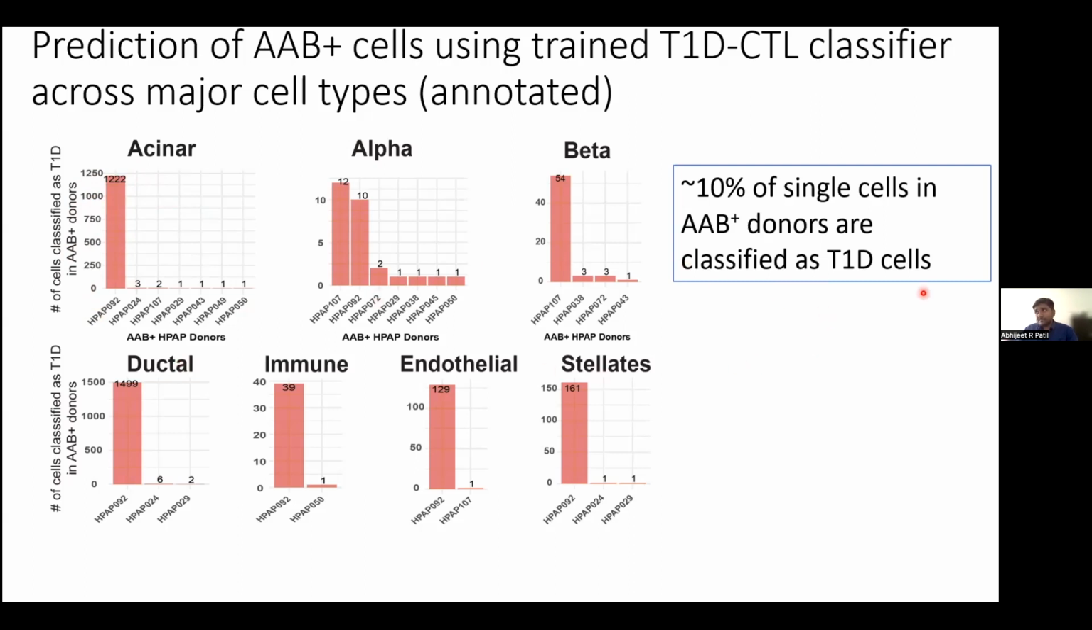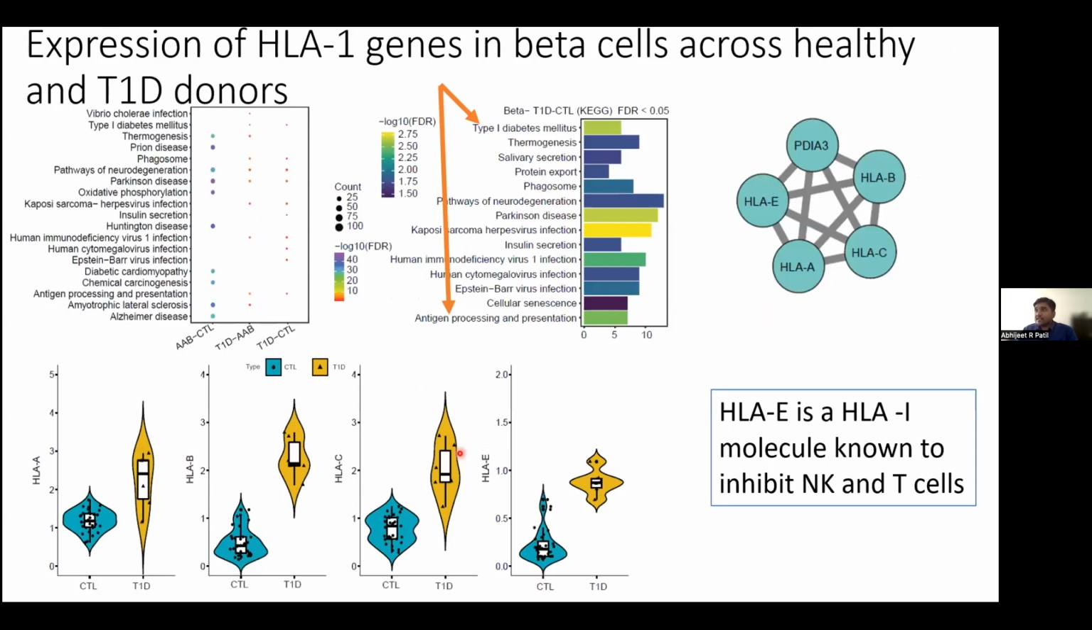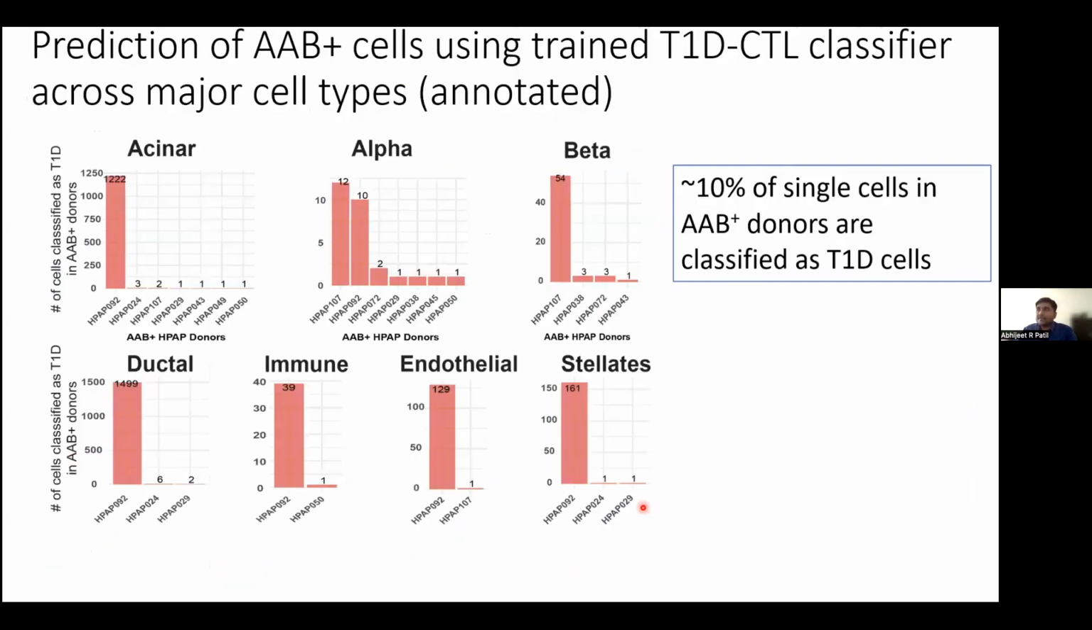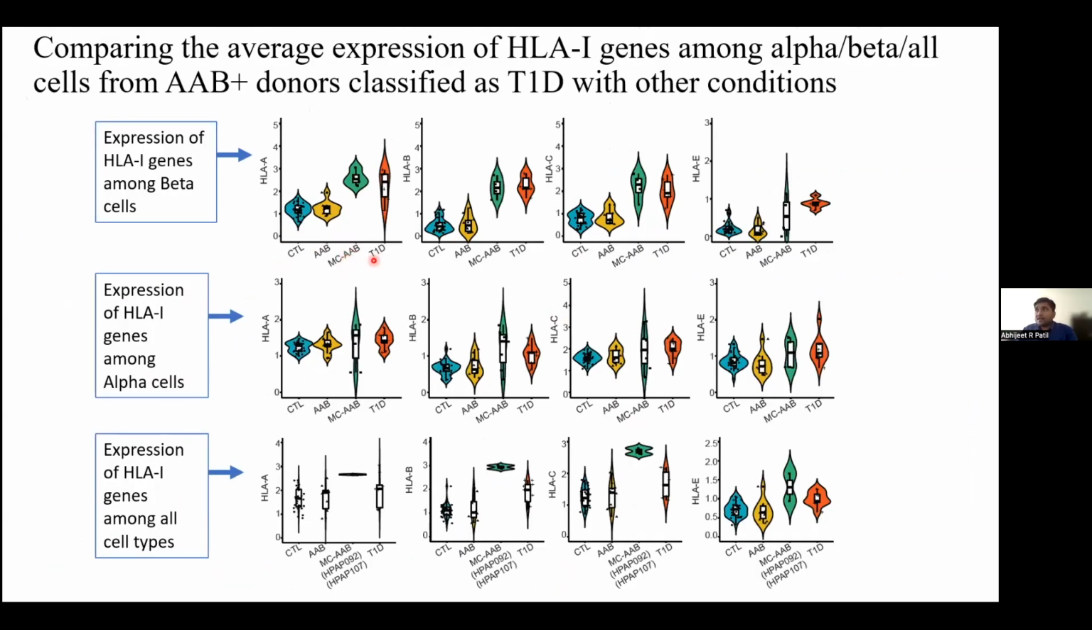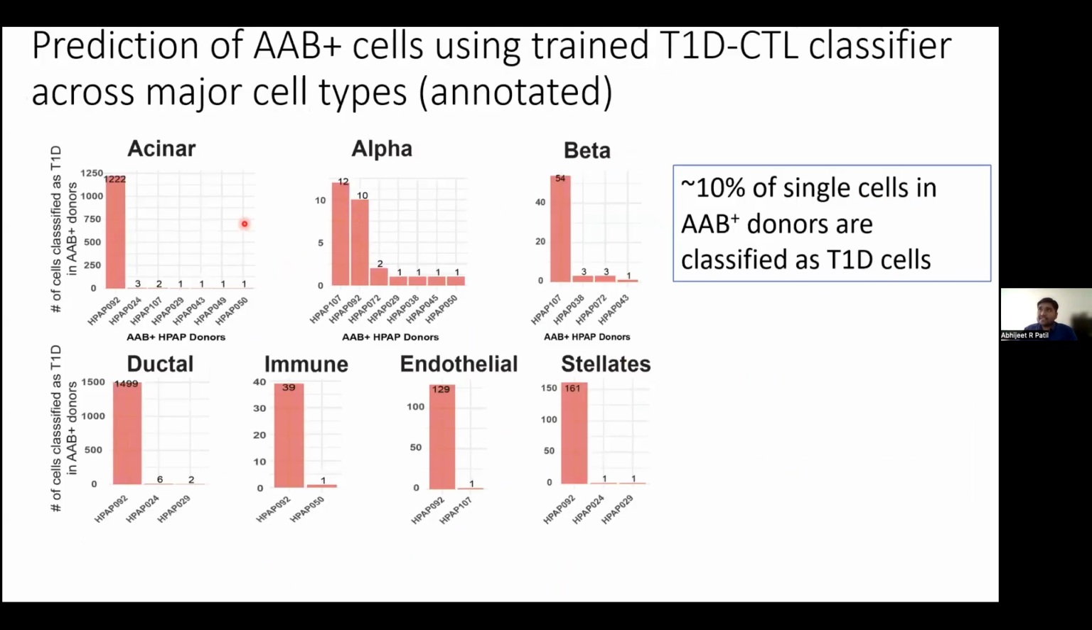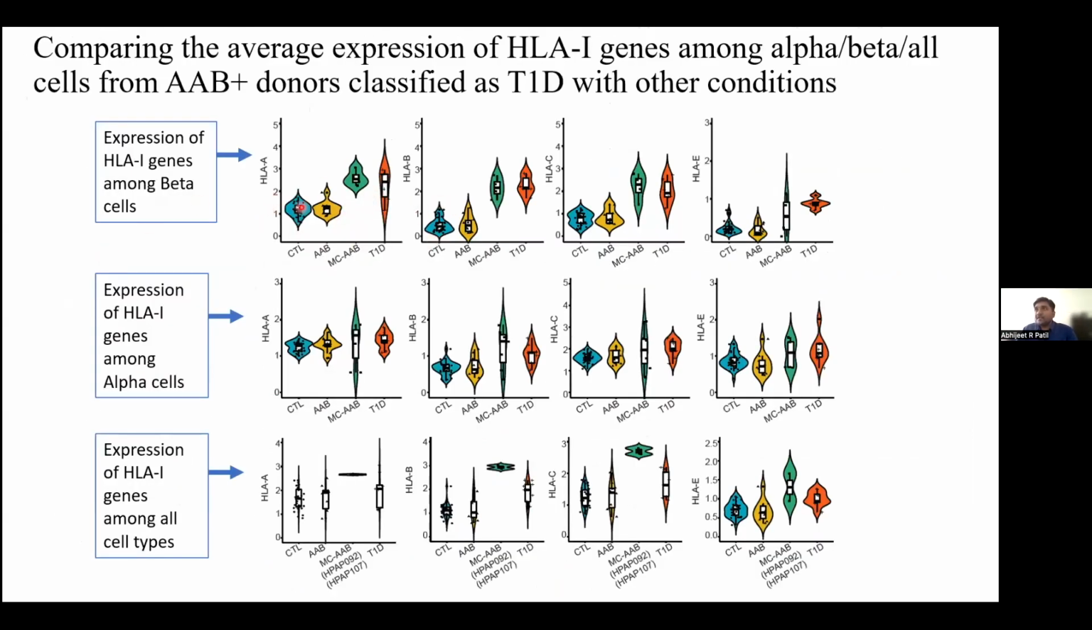So overall, when we aggregate all the autoantibody positive donors, around 10% of single cells from these were classified as type 1D cells. And as we previously saw in the type 1D versus control classifier, HLA class 1 genes were dysregulated or highly upregulated in type 1 diabetes. We now just extracted these cells, the autoantibody positive cells that are classified as type 1D, and compared them along with the other groups.